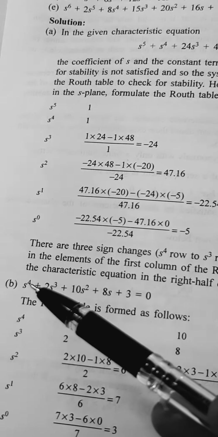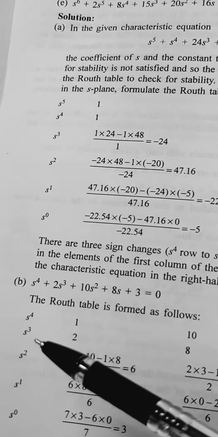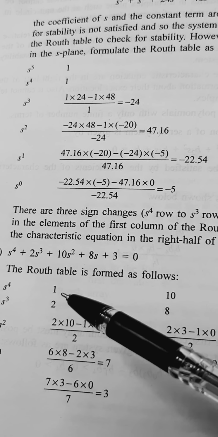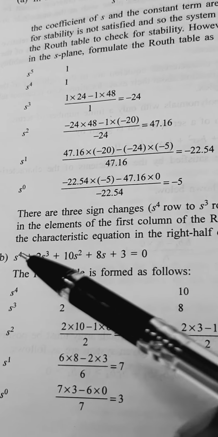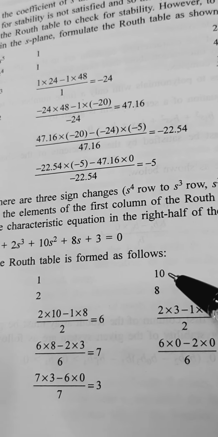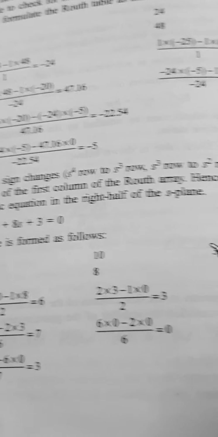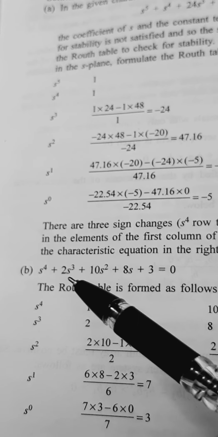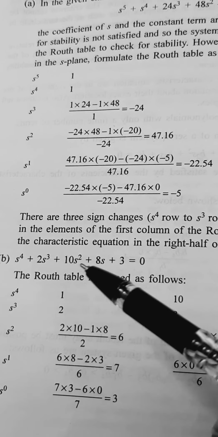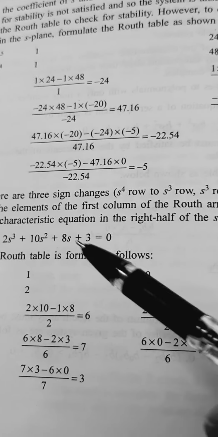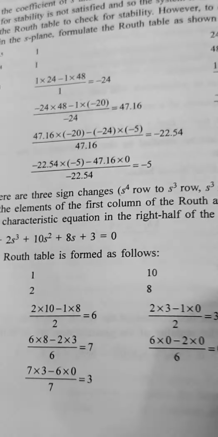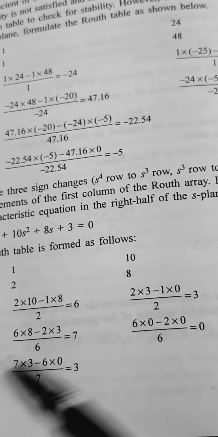So the highest order is s4. So s4, s3, s2, s1, s0. The s4 coefficient is 1, and you have to put 1 here. Then the next to next coefficient, s square, that is 10. Then next to next, that is 3. And here the s cube coefficient 2. Then next to next, that is 8. Next to next is not there, that is why it is empty, or you can put 0 also. Now the same method.